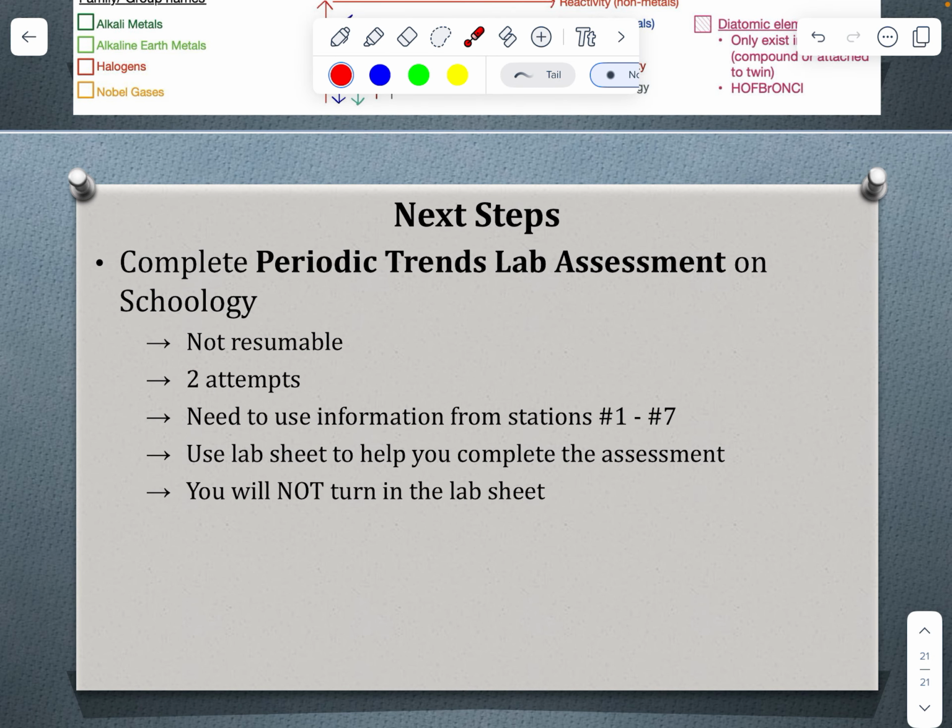Next steps, go to that lab assessment on Schoology. Make sure you are reading the directions provided by your teacher so that you know if it's resumable or not, and that you have 2 attempts to complete that. Reach out with any questions.